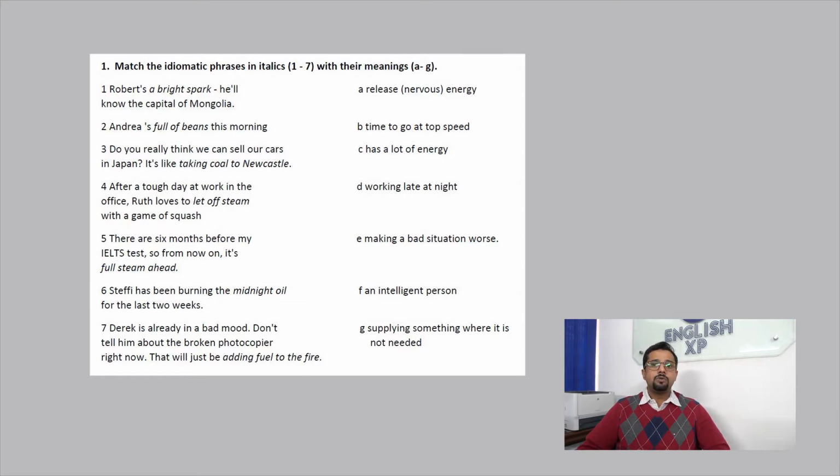Newcastle में basically coal बहुत ज़्यादा available था, बहुत ज़्यादा coal mines nearby थी, and there was a lot of coal already there. So saying something is like taking it to Newcastle is taking something where it is not needed, where there is already an abundance of it. In this case, we see that they talk about cars and Japan. So it is common knowledge that Japan already produces a lot of cars. So taking cars to Japan would be like taking coal to Newcastle. It would be taking something where it is not needed, where it is already available. In this case, our answer would be G.